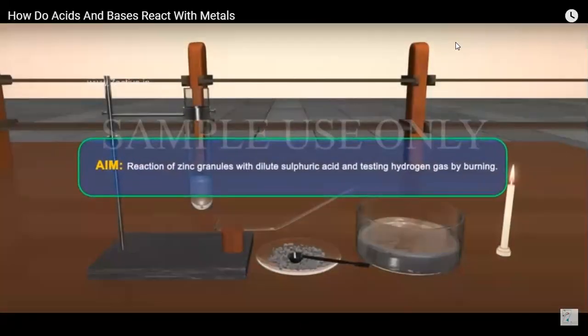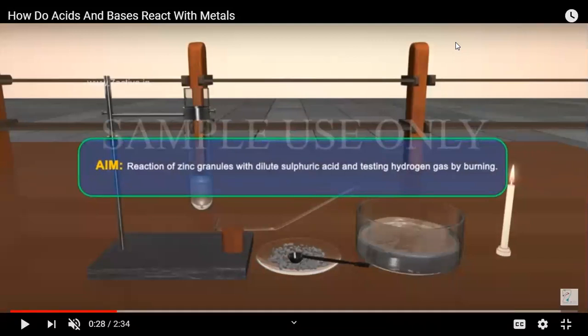So now in this activity, we are going to study the reaction of zinc granules with dilute sulfuric acid. And also we are going to learn how we do the test for hydrogen gas. So the metal which we have taken is zinc and the acid which we have taken is dilute sulfuric acid. So let's start with the activity.